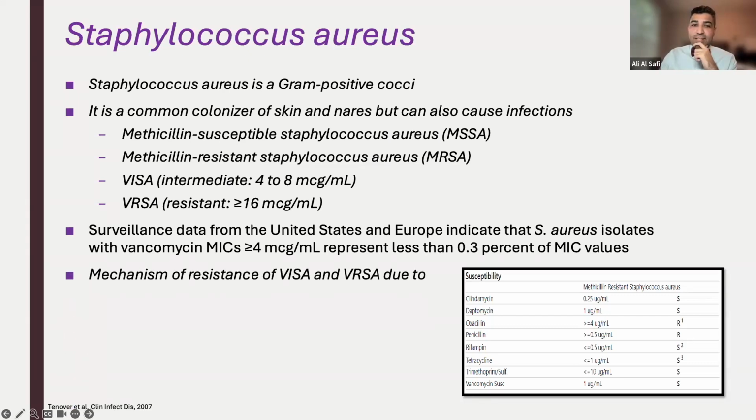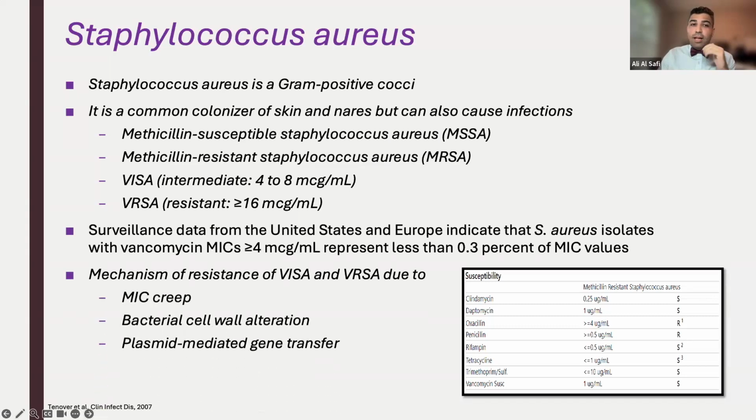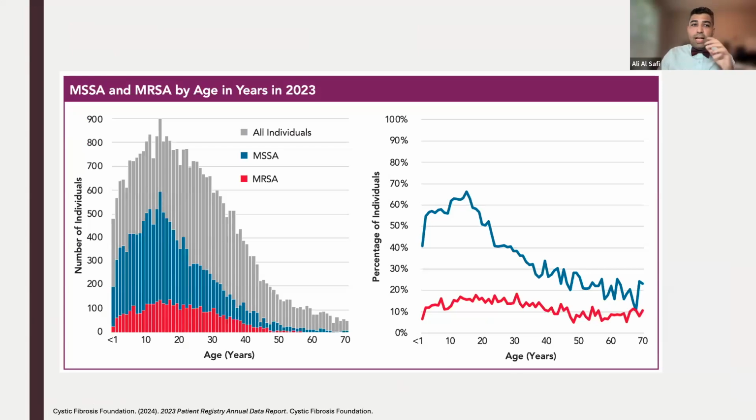The mechanisms of resistance of VISA and VRSA are basically what we said earlier: MIC creep, where the MIC is going up, and that happens with prolonged exposure to vancomycin. Or the bacteria change their cell wall and prevent vancomycin from working, or it's due to gene transfer between the bacteria. As you can see here in this graph, luckily Staph aureus infection has decreased over the years, and the prevalence is decreasing.